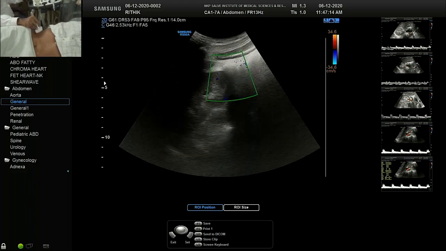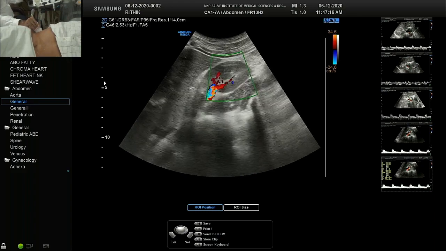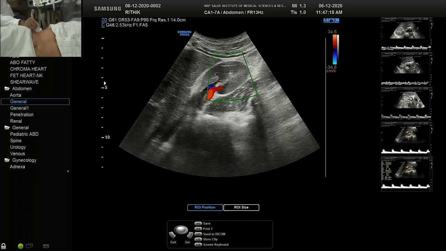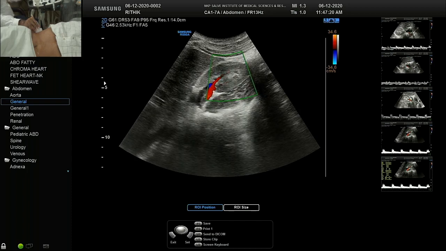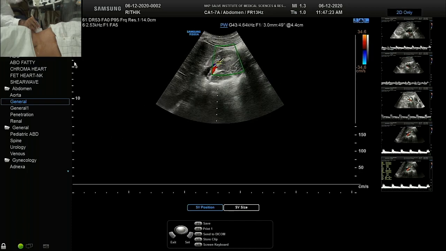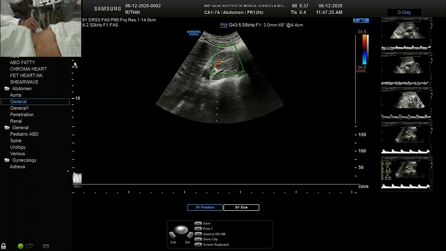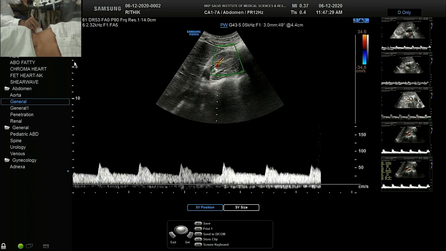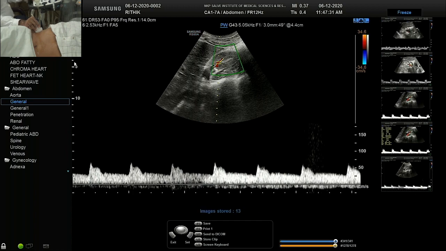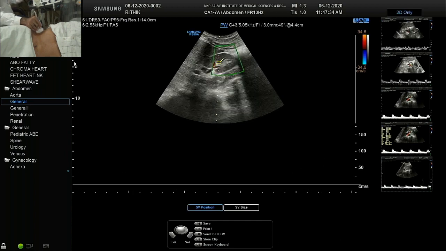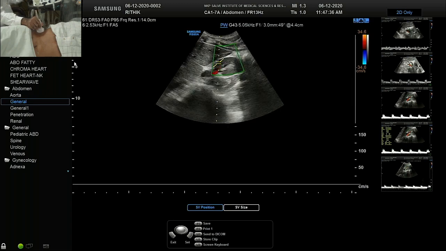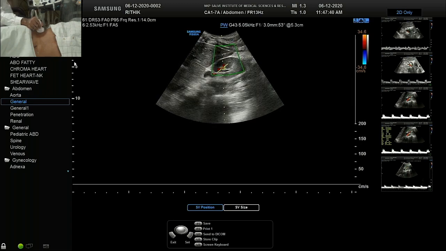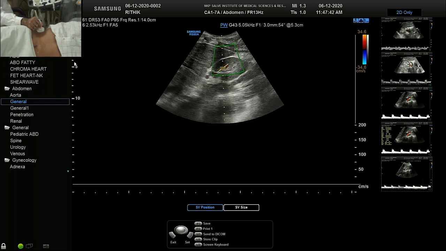Take a long breath, hold it. So that is the lower pole segmental. Again we measure it. Good spectrum. If we measure the same artery with a 60-degree or more angle, then you will get a different flow. That will not be as good as this.